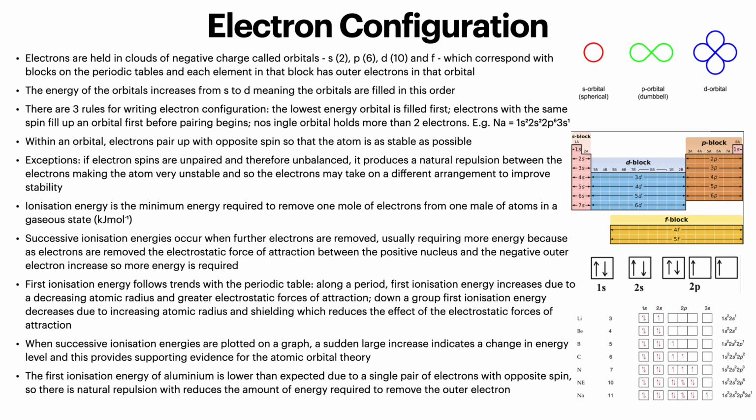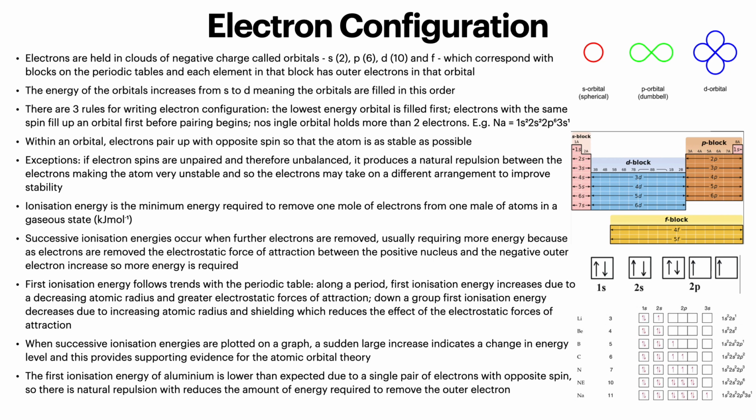An example of this you can see just below the periodic table diagram is that you've got these 2 on the right hand side in 2p. They are not paired, they are separate to allow some balance to make the element slightly more stable. And then you've got ionization energy, which is the minimum energy required to remove 1 mole of electrons from 1 mole of atoms in a gaseous state.